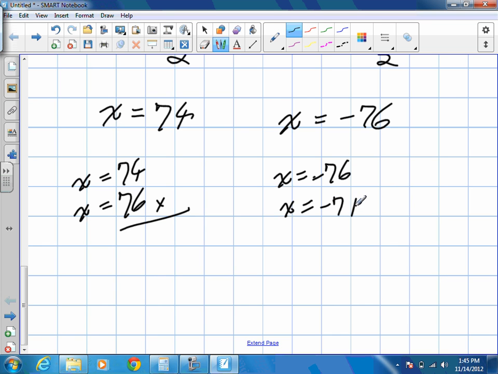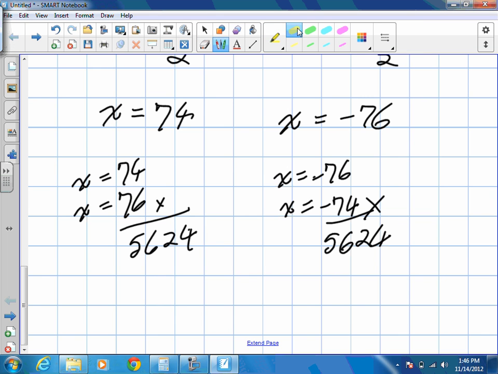So those values, think about it. The actual amount is going to be the exact same, 5,624. And because we're multiplying a negative by a negative, we're still going to get a positive 5,624. Both of those are acceptable answers. Both of them work. So in this case, you'd have to show that there are 2 possible answers to this question.